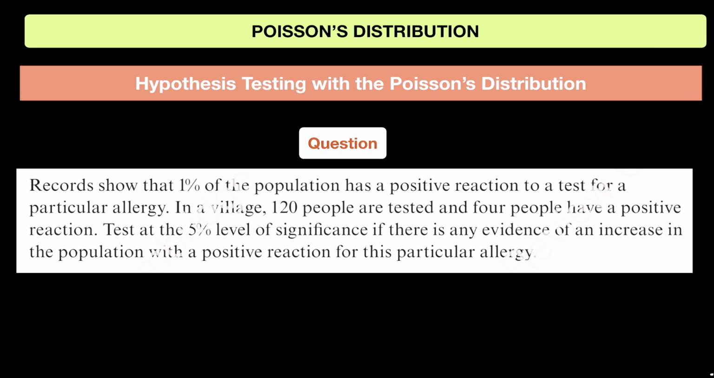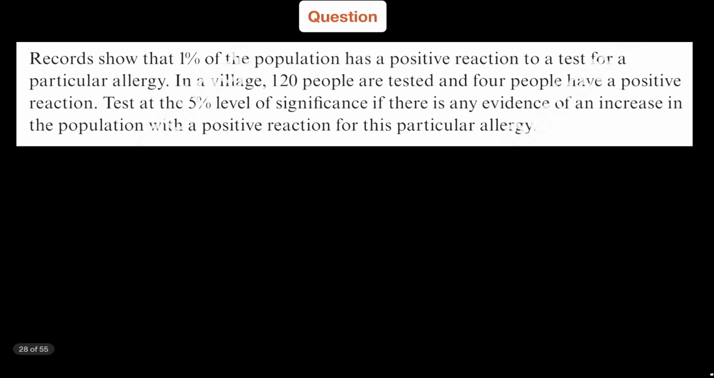This question says that records show 1% of the population has a positive reaction to a test for a particular allergy. In a village, 120 people are tested and 4 people have a positive reaction. Test at the 5% significance level if there is any evidence of an increase in the population with a positive reaction for this particular allergy. So let's start with the solution of this question.